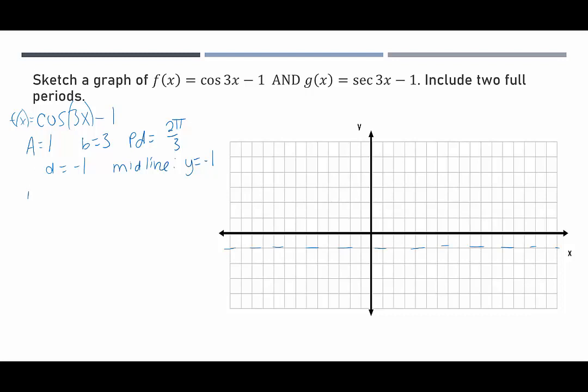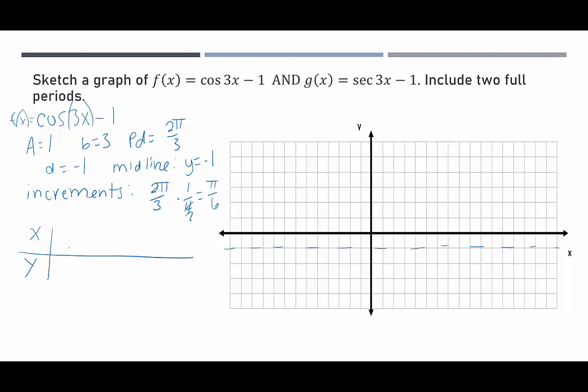Okay, so next, the increments that we're going to be using for this to help us out. We take the period, 2 pi over 3, and we divide it by 4. Dividing by 4 is the same as multiplying by 1/4, so I'm going to go ahead and do that. And we're going to end up with pi over 6. We're going to be counting by pi over 6s as we go.